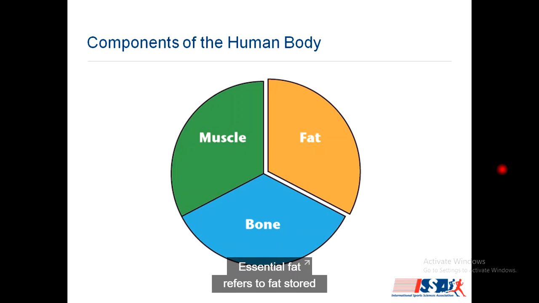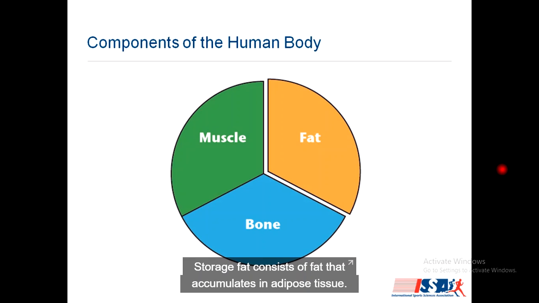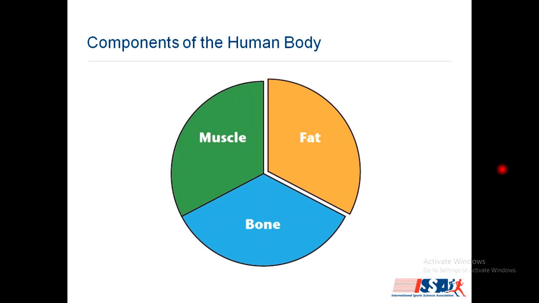Essential fat refers to fat stored in the marrow of bones, the heart, lungs, liver, spleen, kidneys, intestines, muscles, and lipid-rich tissues throughout the central nervous system. Storage fat consists of fat that accumulates in adipose tissue. Most experts in the field of body composition research agree that the average body fat for young men is 15% of body weight and 25% of body weight for women.